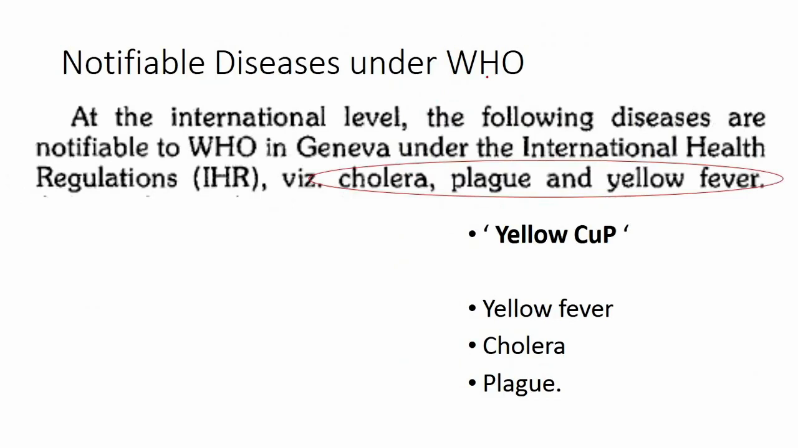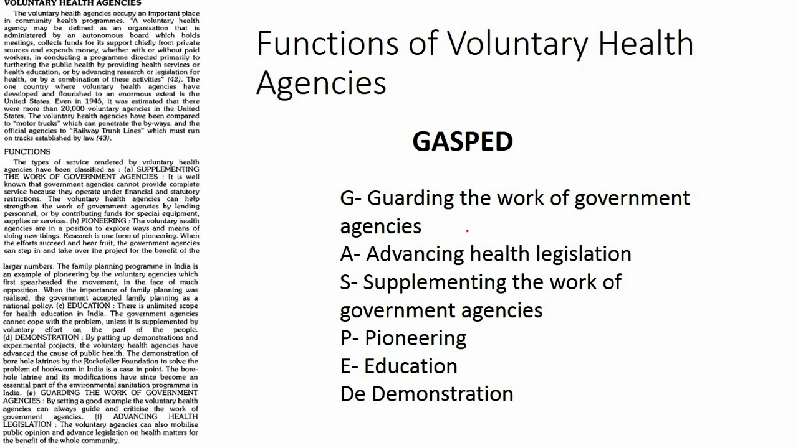Notifiable diseases under WHO. This is a common question, common 2-marker and common viva question. So what are all the diseases notifiable under WHO? At international level, the following diseases are notifiable to WHO in Geneva under International Health Regulations. We can remember this by the mnemonic YCP: yellow fever, cholera, plague. Yellow fever, cholera, plague.